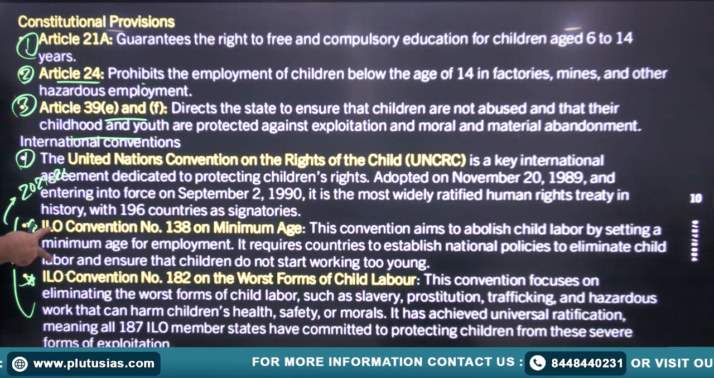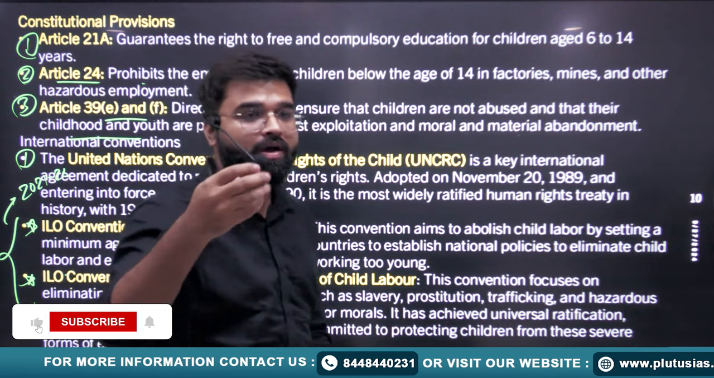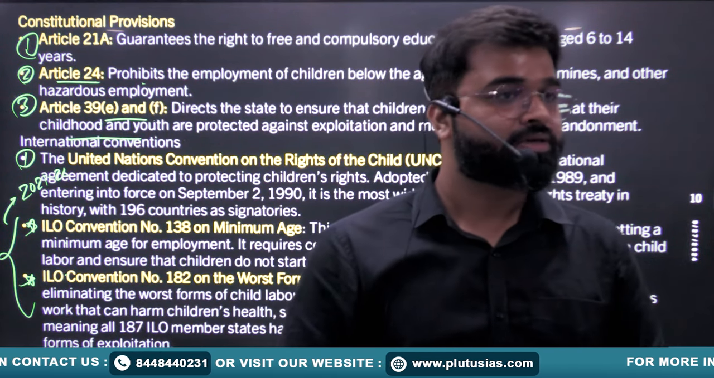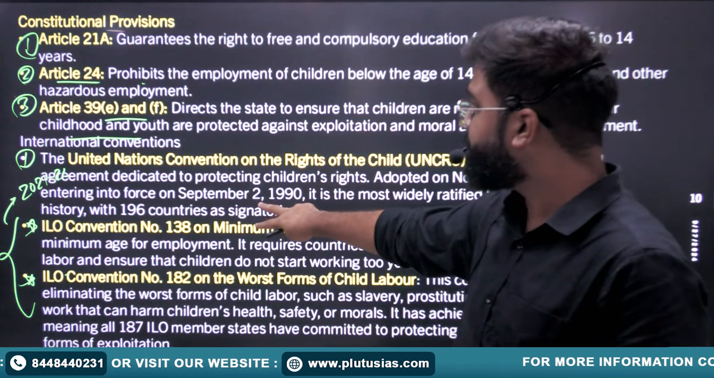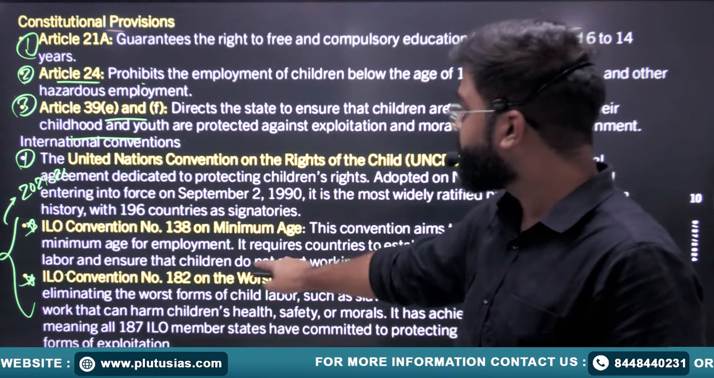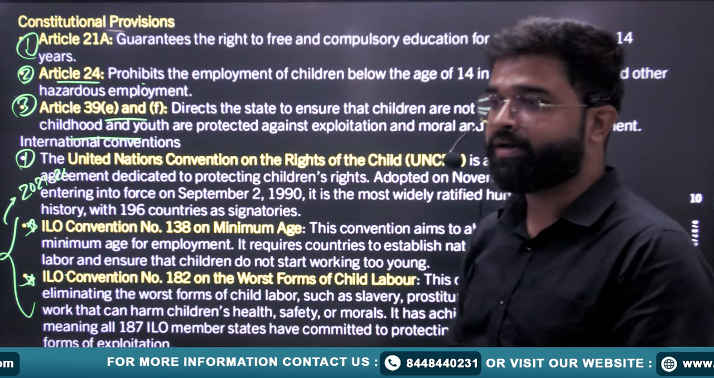These two were given and asked that out of which India has signed. So these two conventions were signed by India. ILO Convention 138 on minimum age and ILO Convention 182 on the worst form of child labor.